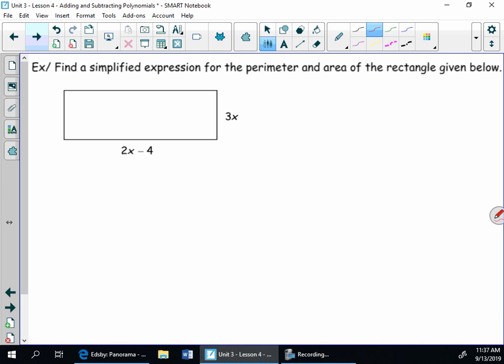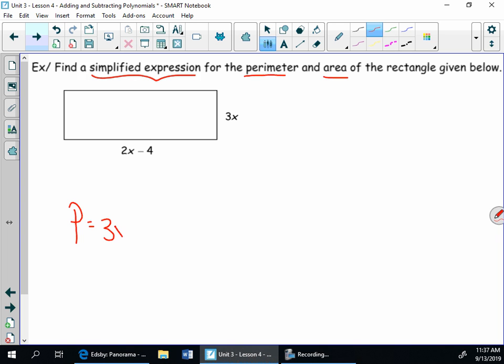Okay, try a couple. Oh, sorry, not a couple more. We're going to try the word problem we talked about yesterday. So we've seen a question like this. We're going to keep coming back to it over and over again. Find a simplified expression, which means I just need some letters for the perimeter and area. So let's see if we remember how to do this from yesterday. How do I find the perimeter? I take my sides and I add them all up.